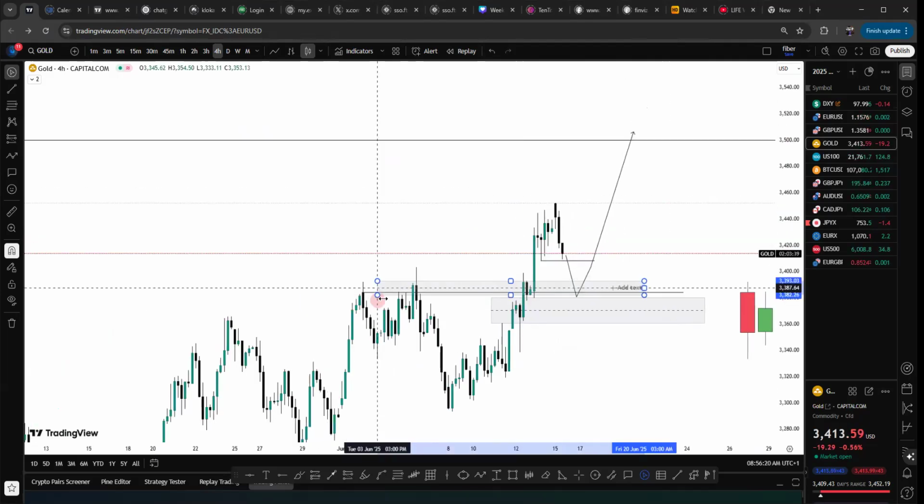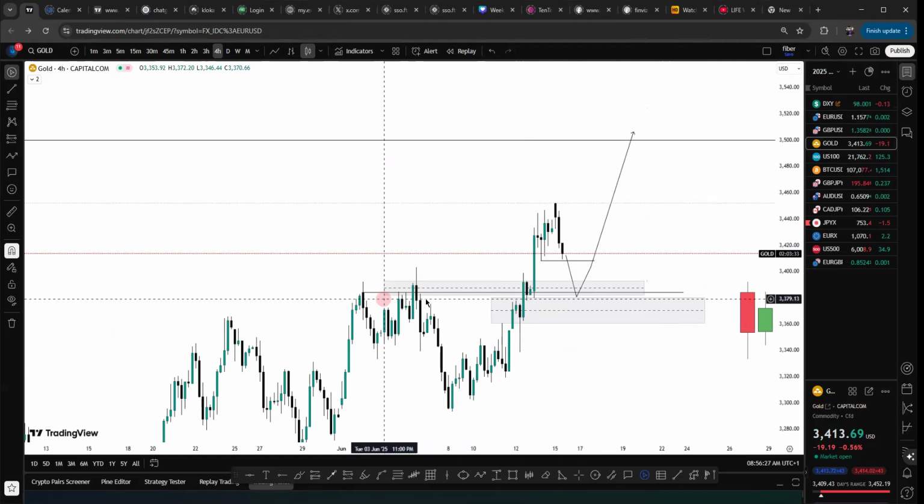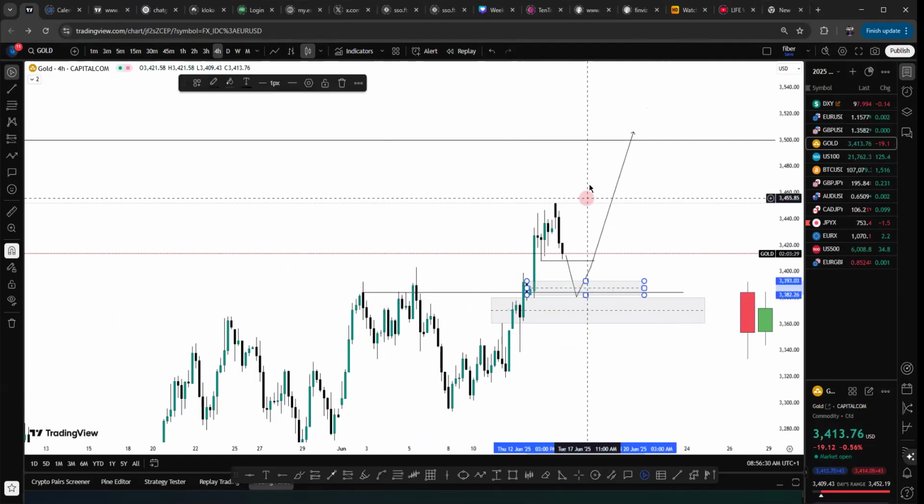It's also like a resistance. Resistance becomes a support level. So it's a good point for more buys coming in on gold.